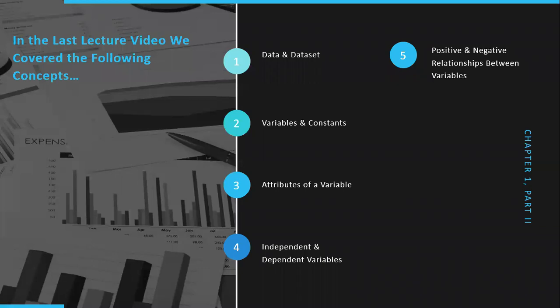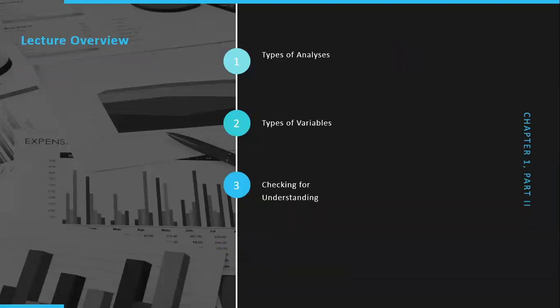In the last video lecture, we discussed a number of concepts, including the difference between data and a data set, the difference between variables and constants, attributes of a variable, the difference between independent and dependent variables, and the difference between positive and negative relationships between variables. In this video, we will discuss various different types of analyses as well as various different types of variables. At the end of this video, I will invite you to check for your understanding of these concepts.